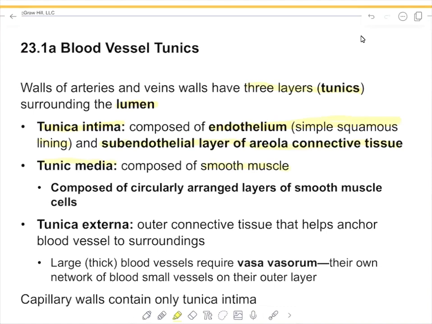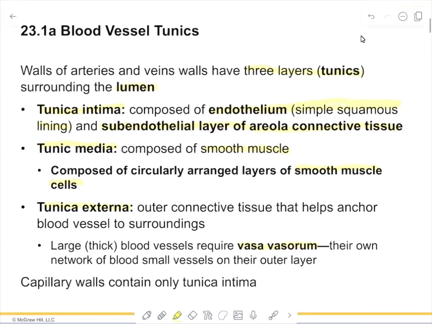The middle layer surrounding the blood vessel is called the tunica media, and it contains the smooth muscle. Cardiac muscle is only in the heart. In the blood vessels, it's smooth muscle, and it's composed of circularly arranged layers of smooth muscle cells. The outermost layer is called the tunica externa, and the large or thick blood vessels actually require their own network of small vessels on their outer layer called the vasa vasorum.